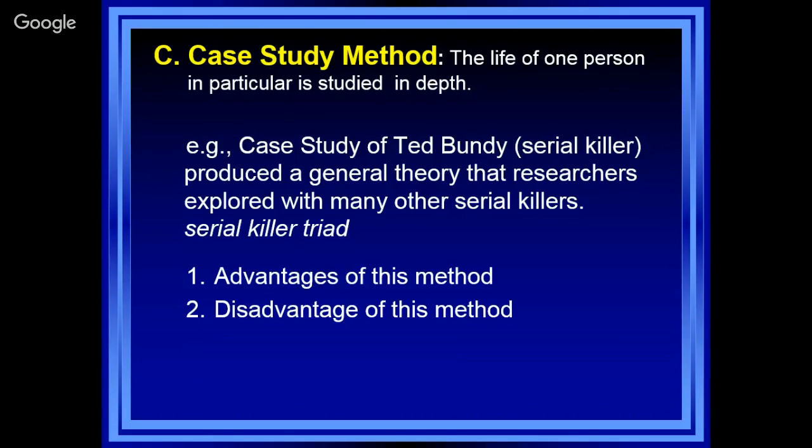So what they did is they identified this by a case study on Ted Bundy, and then they looked at other famous serial killers, and boom, they started seeing the serial killer triad. That they had those three traits, and when you pair that with an antisocial personality disorder, you started seeing the behaviors of these adults as serial killers. So those are advantages of this method of a case study.